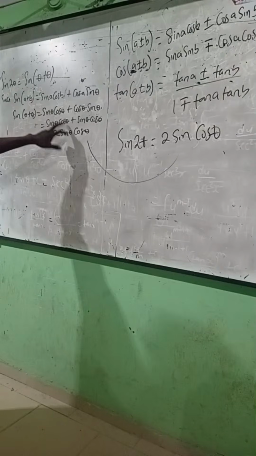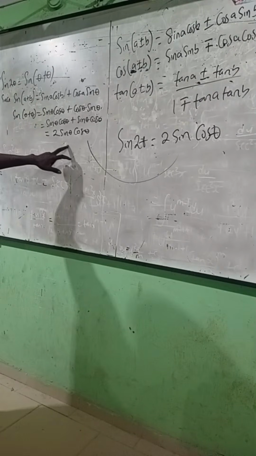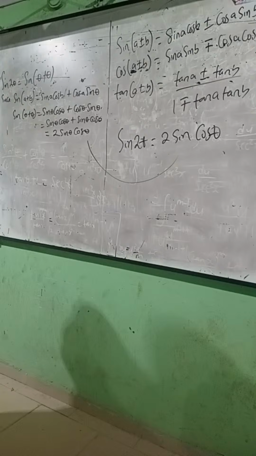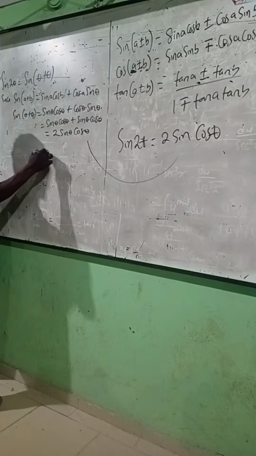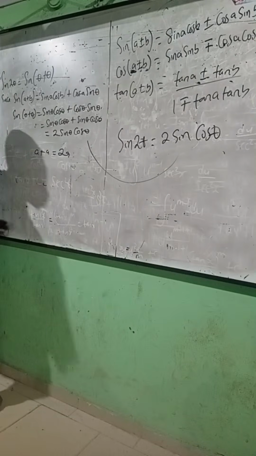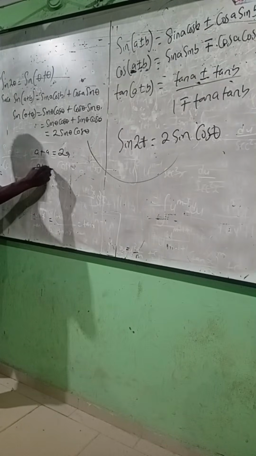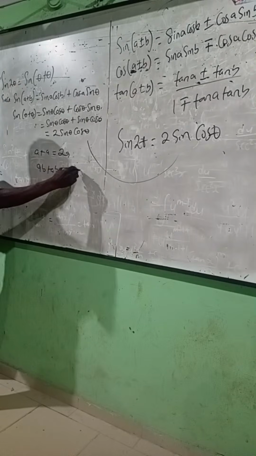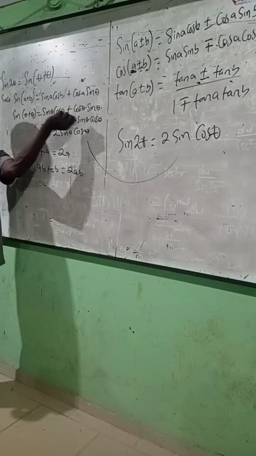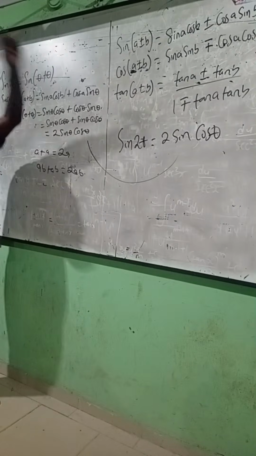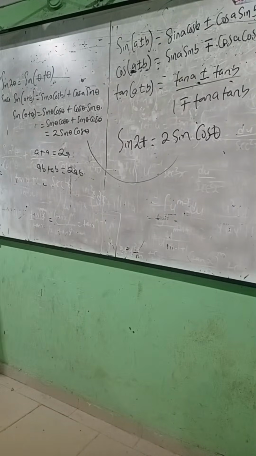We have to send it out. If you have A plus A, that equals 2A. If you have AB plus AB, that's 2AB. If you have sin theta cos theta plus sin theta cos theta, you have 2 of them, so 2 sin theta cos theta. Leave that.